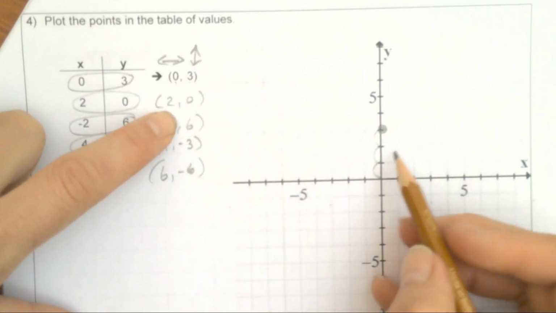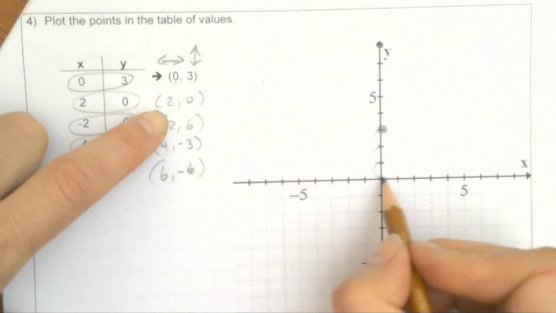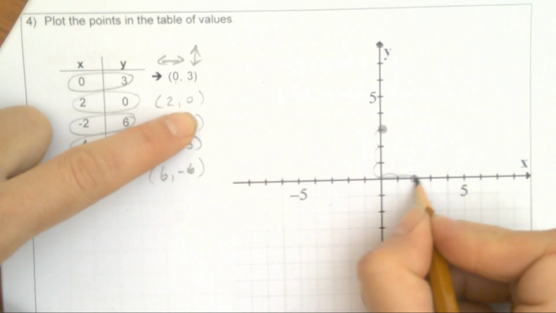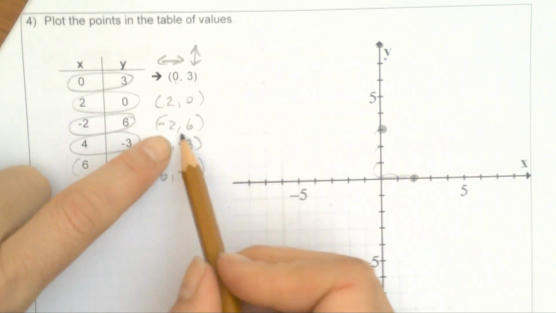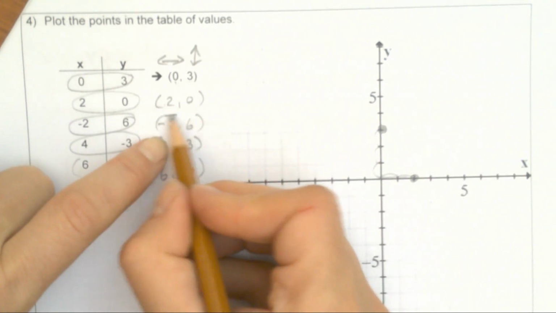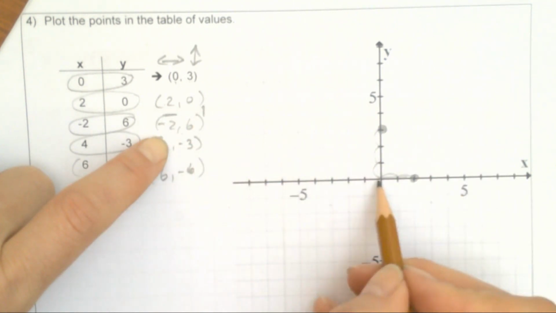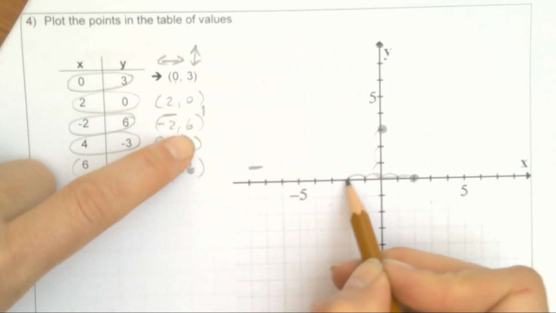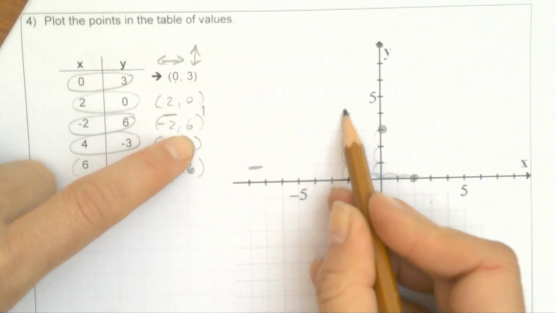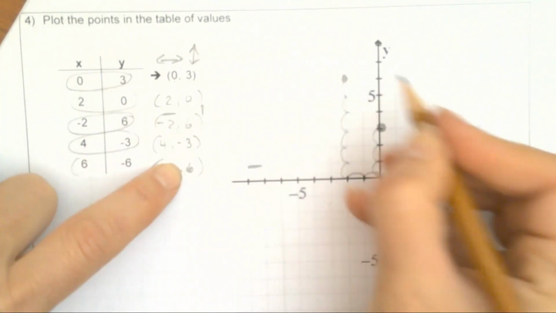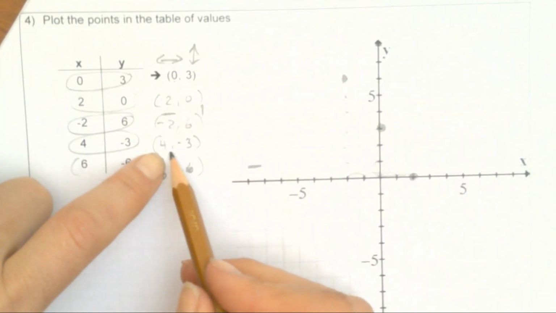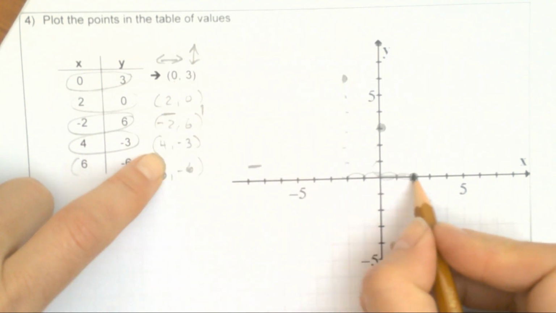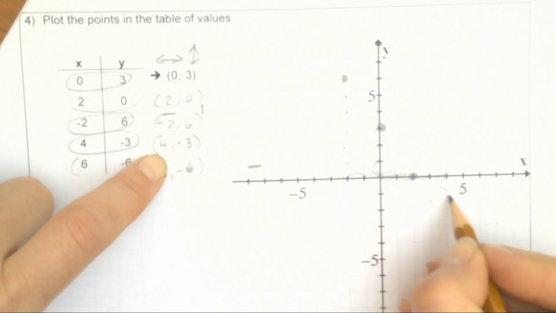2, 0. So this is left and right, so I'm going to go right 2. And then it says stay, don't go up and down. Negative 2, 6. So that's left and right, and that's up and down. So negative 2 is this way. 1, 2. Positive 6 is up. 1, 2, 3, 4, 5, 6. 4, negative 3. So this is positive, so he's right. 1, 2, 3, 4, and down 3.